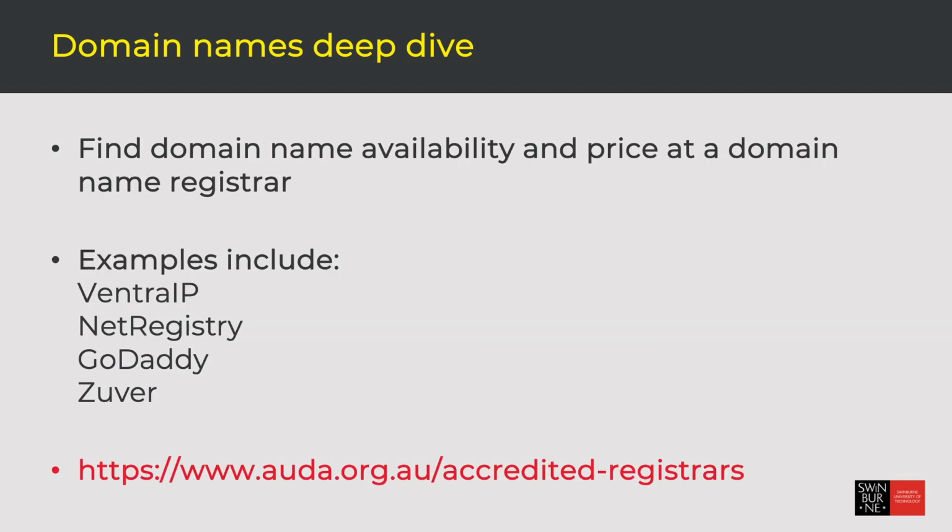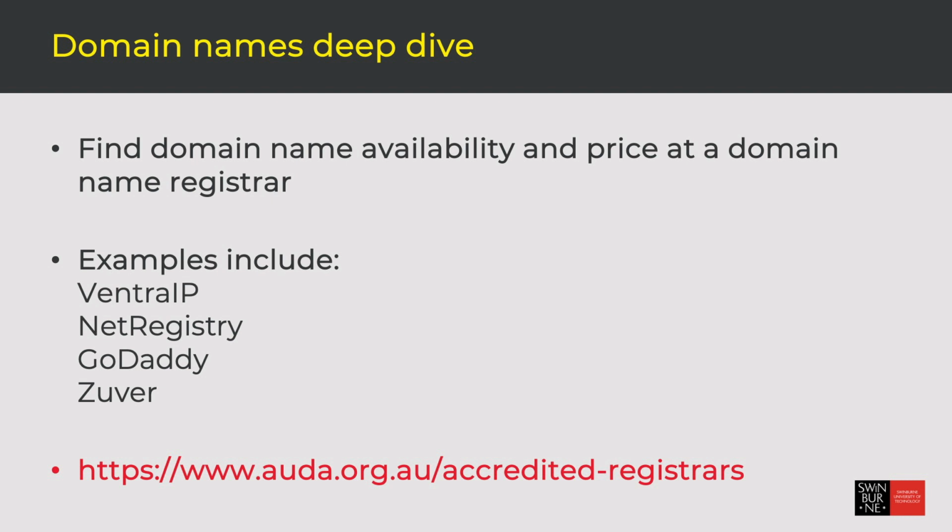So the last thing to cover with domain names: how do you see what is available, which domain names are premium, and how much does your chosen domain name cost? You simply go to a domain name registrar to look it up. There are many domain name registrars out there. Some examples include Ventra IP, NetRegistry, GoDaddy, Zuva, just to name a few. The link currently on the slides has a list of registrars who are accredited to sell .au top-level domains.